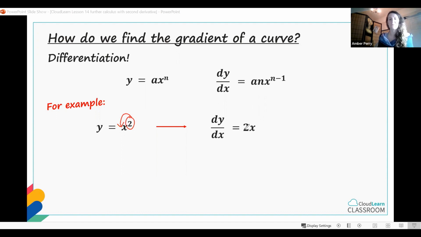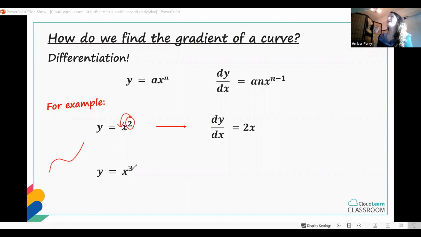So we've taken that 2, we've put it in front, and we subtract the power by 1, okay? So if you can remember that pattern, it's easier to differentiate. So using that pattern, if we've got the curve of y equals x cubed, and that curve will look something like this, if you remember. Take the 3, put it down in front of the x, subtract the power by 1.